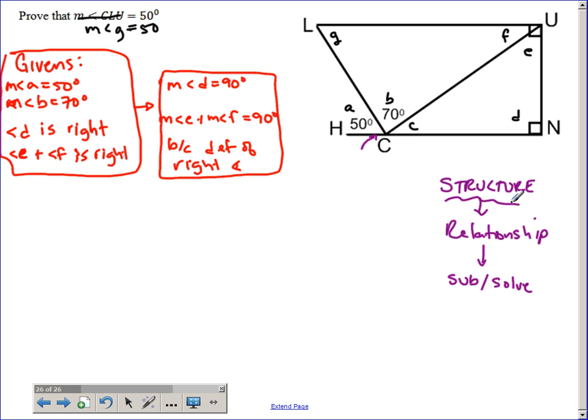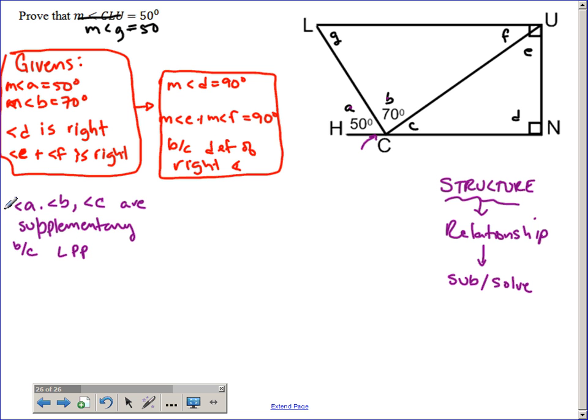So we're not going to talk about the measurements yet. We're going to talk about how the angles are actually related to one another within the diagram. And I would argue if I take A and B and C, if I put them together, that forms a line. If they form a line, they are supplementary, and that's because of the linear pair postulate. So that's how I'm going to start. Angle A, angle B, and angle C are supplementary. And that's going to be because of the linear pair postulate.